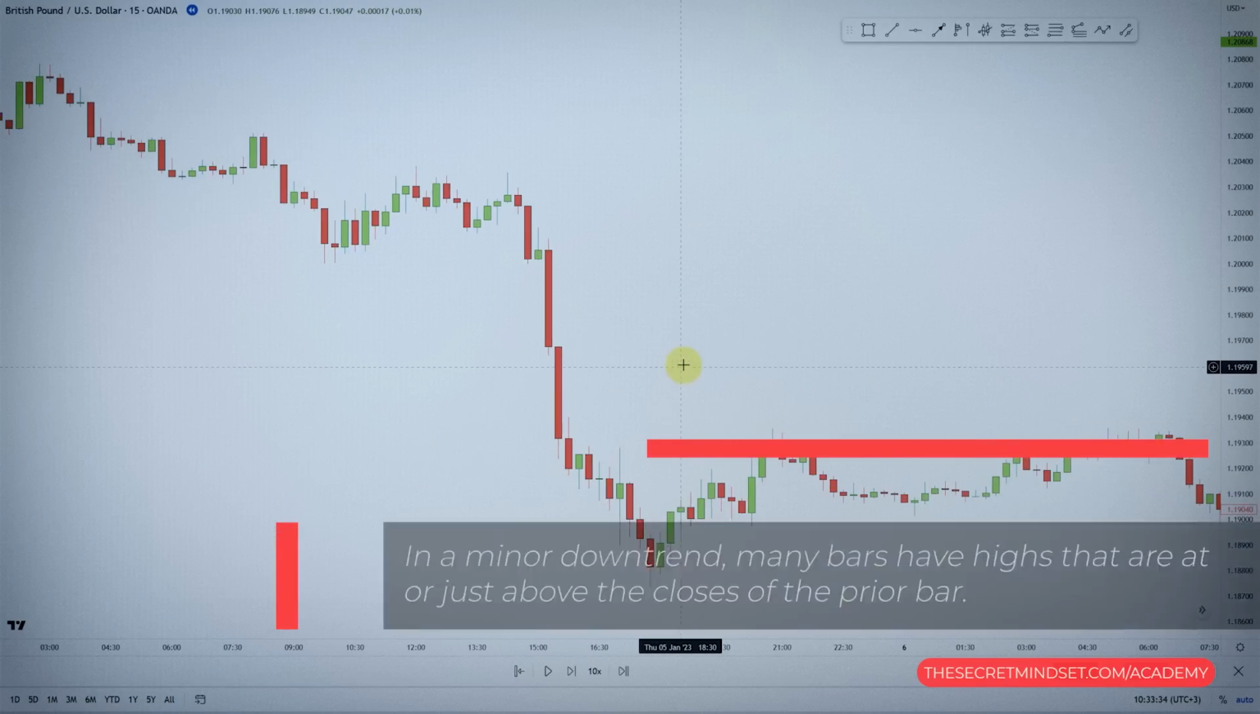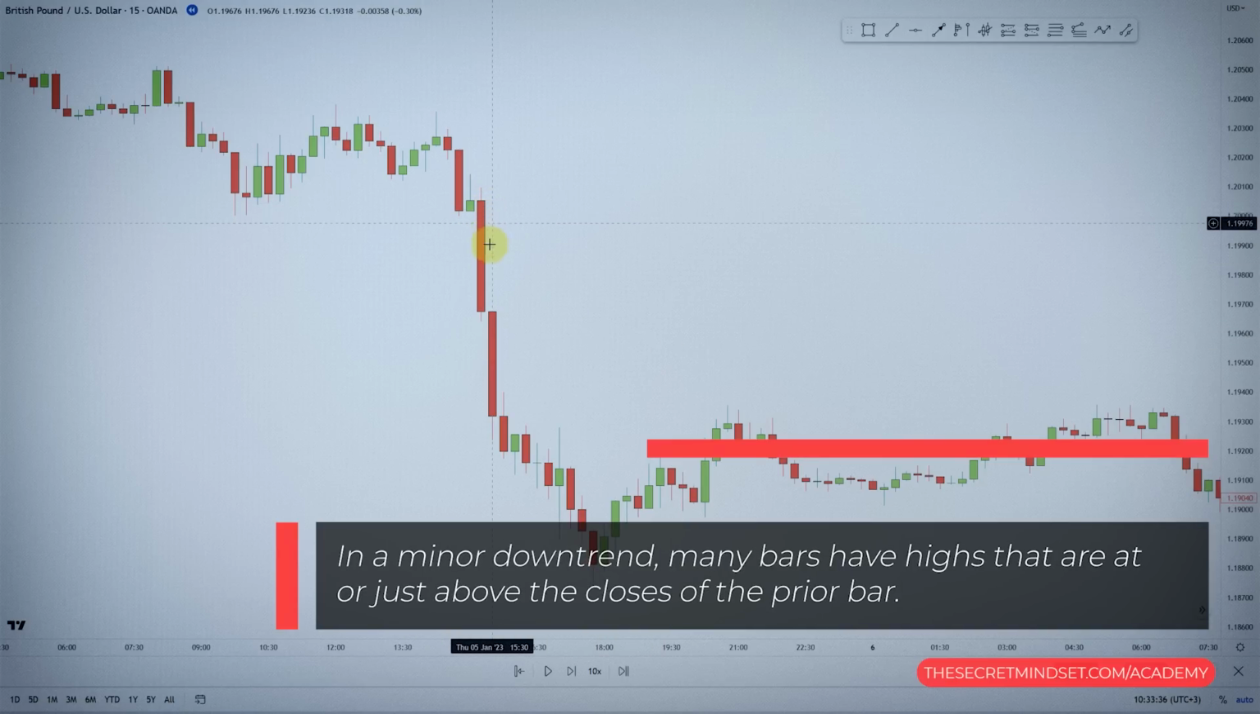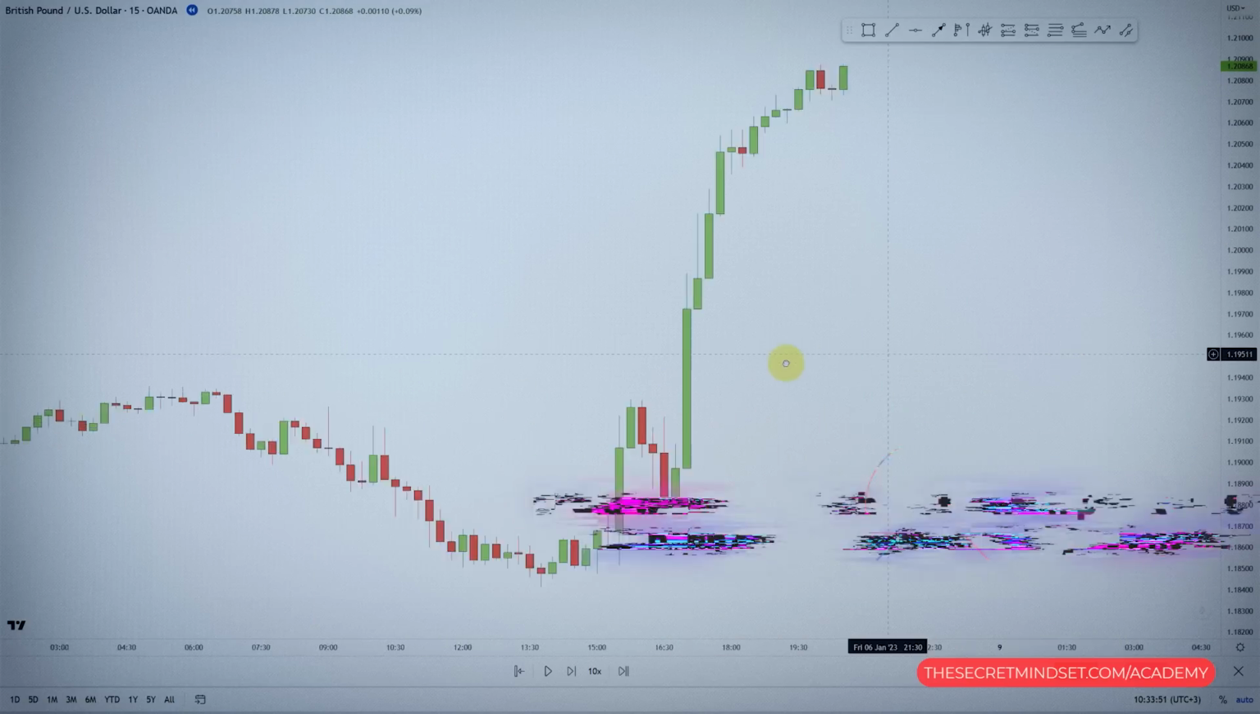Again, in this bearish down move, many bars have highs that are at or just above the closes of the prior bar. This shows strength, and it's an important sign because the market is unable to go higher and it keeps pushing lower.